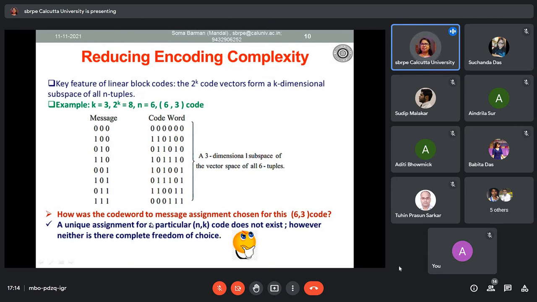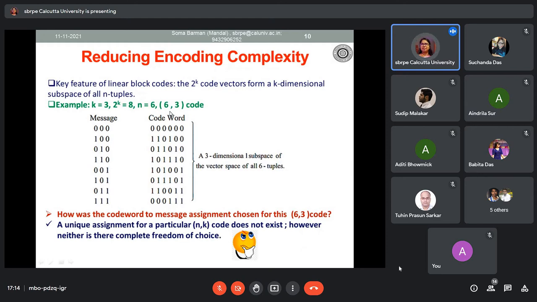Now how was the code word to message assignment chosen for this (6,3) code? A unique assignment for a particular (n,k) code does not exist. However, neither is there complete freedom of choice. I have said that out of the 2 to the power 6, that is 64 code word sequences, you are only selecting 8 code word sequences, and the rest you are discarding.